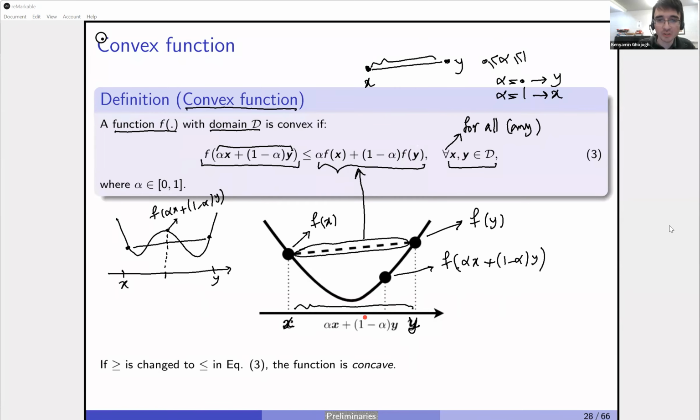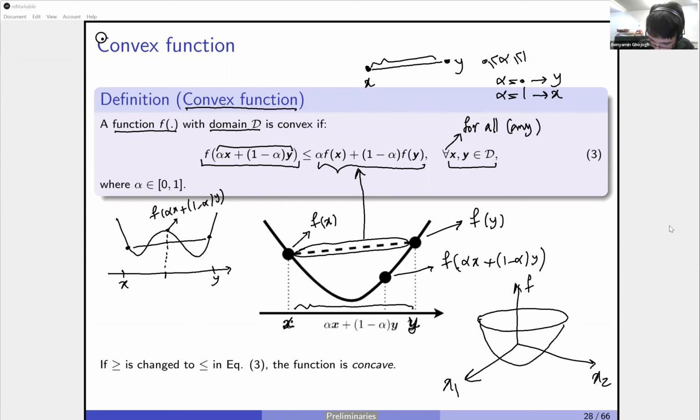You might have multi-dimensional inputs, right? Then, for example, if you have a two-dimensional input, it will be a bowl. How? It will be like this. So two dimensions, x1, x2, and the third dimension for the value of f. For example, this function, like a bowl, is also a convex function, right? So we might have multi-dimensional inputs. We are talking about scalar functions, but the function itself might also be multi-dimensional. Here we are talking about the scalar functions.